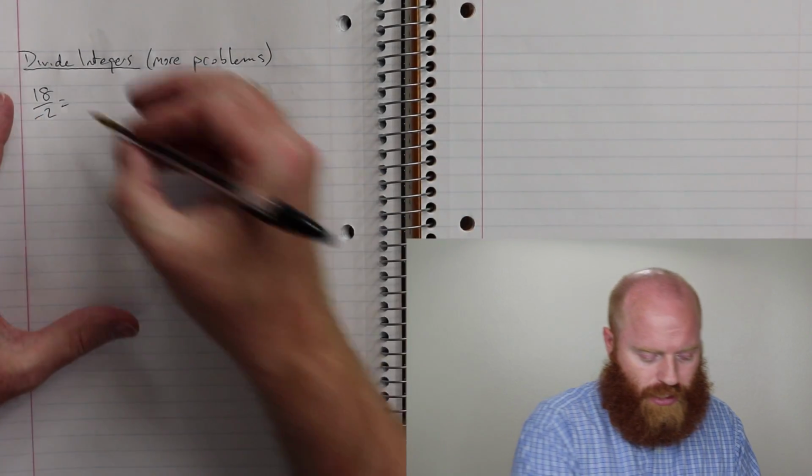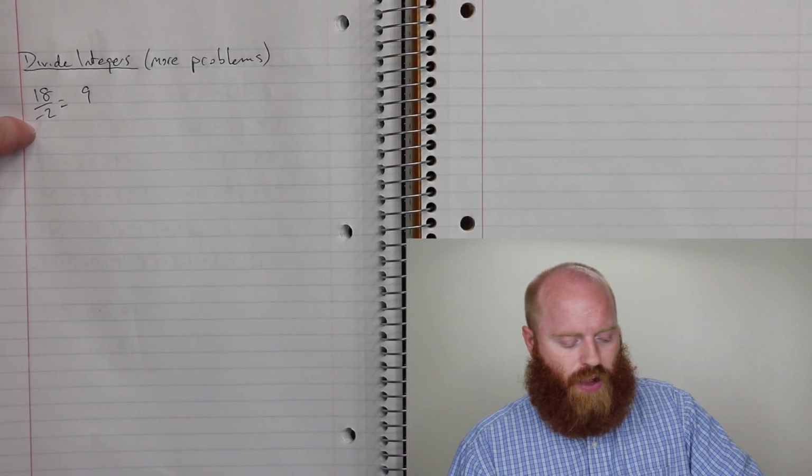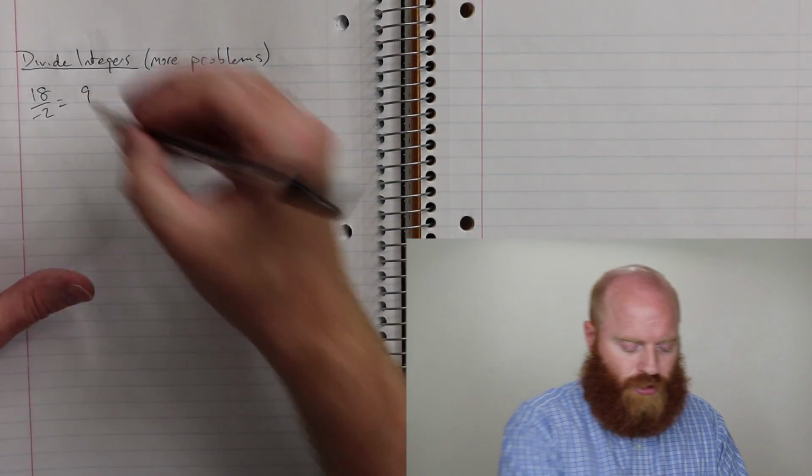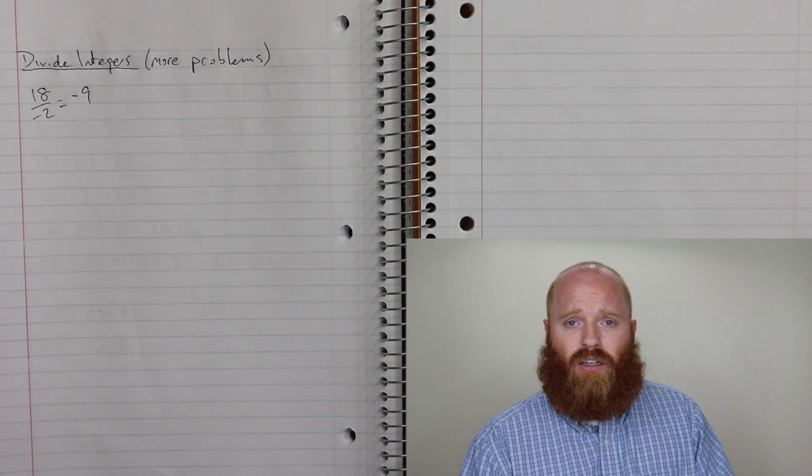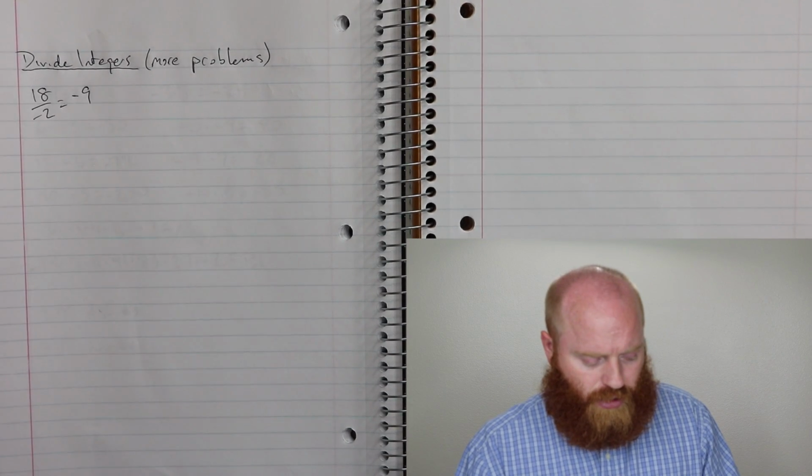18 divided by 2 is 9. And then a positive divided by a negative will yield a negative result. The answer is negative 9. You can solve these. You don't need a calculator. That's what I'm saying. You don't need a calculator to solve these.